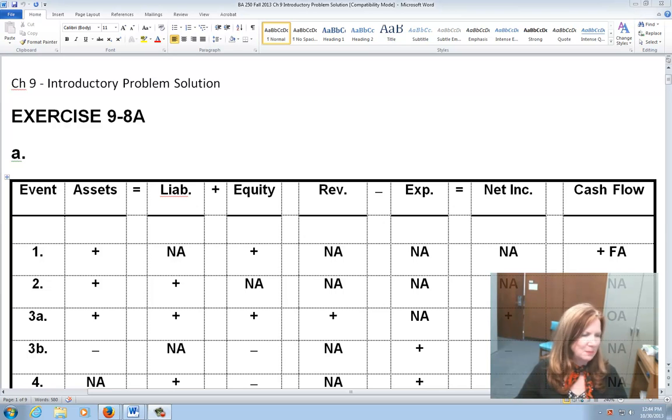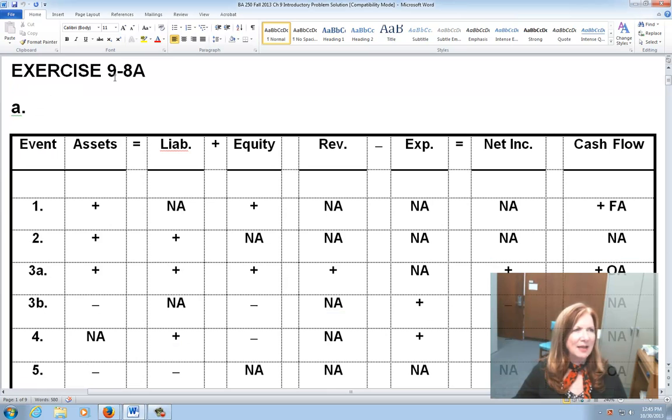Chapter 9's Introductory Problem is exercise 9.8a. It's on page 509, and here it says Chapter 9 Introductory Problem Solution, and then it says exercise 9.8a, and it actually continues all the way down to the bottom of the page. Now, it says the following transactions apply to Mid-South Equipment Sales Corporation for 2013, and we're going to be focusing primarily on current liabilities.